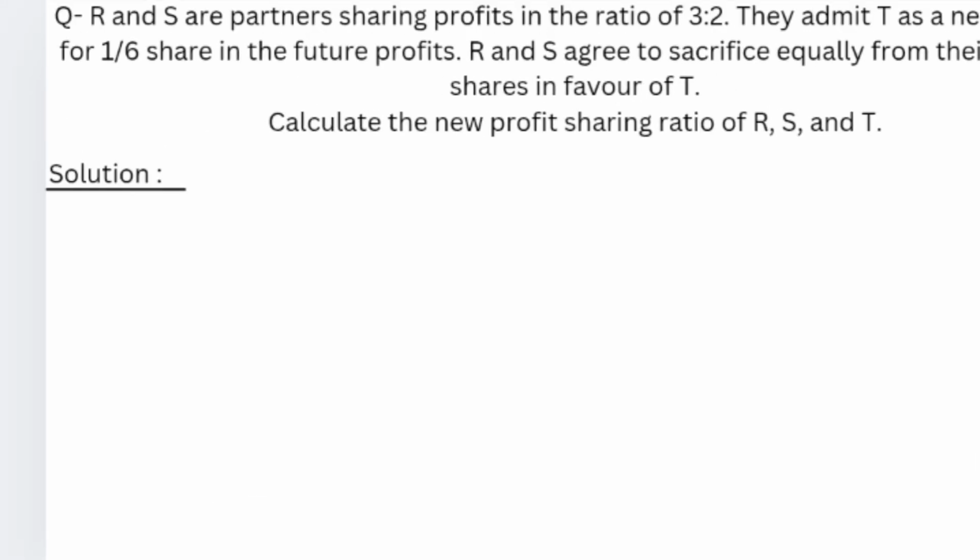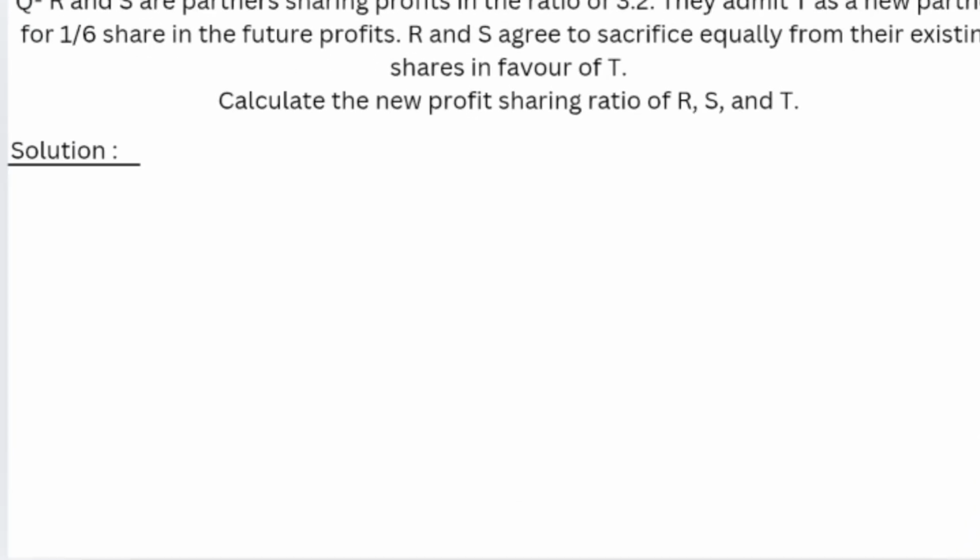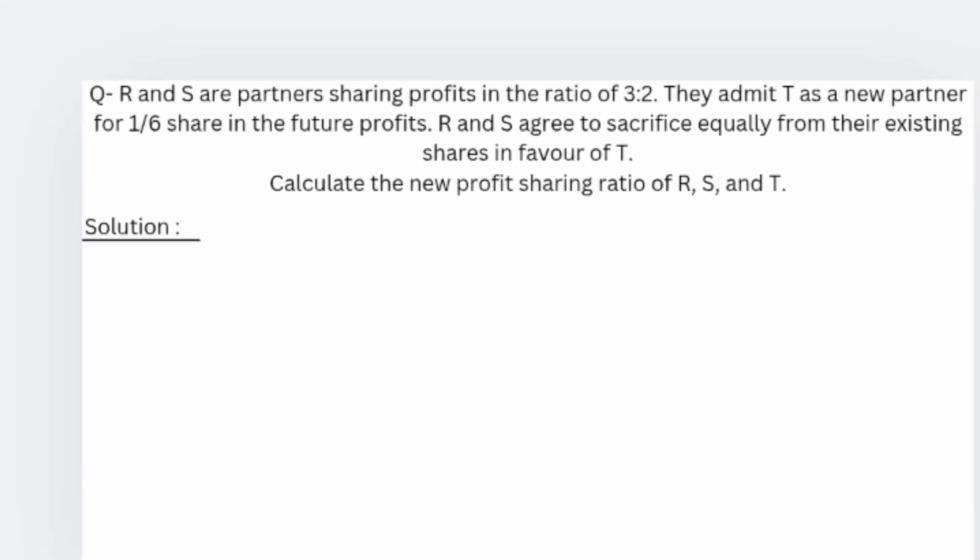The question says R and S are partners sharing profits in the ratio of 3:2. They admit T as a new partner for 1/6 share in the future profits. R and S agree to sacrifice equally from their existing shares in favor of T. Calculate the new profit sharing ratio of R, S, and T.